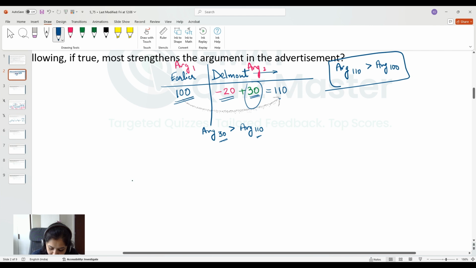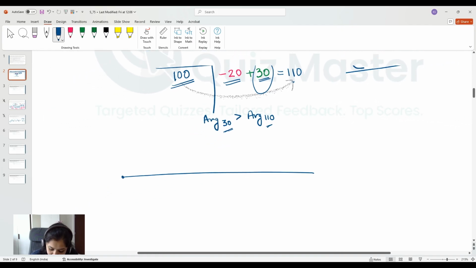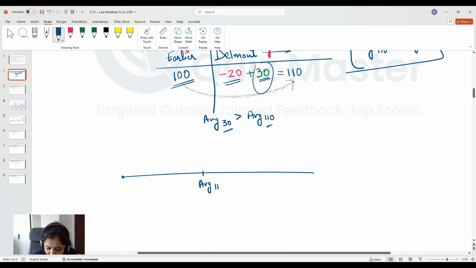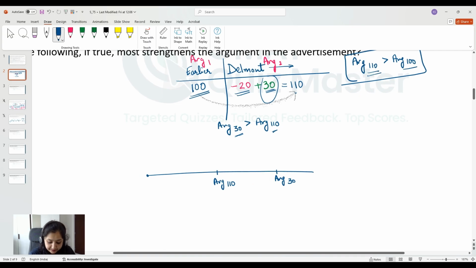Let's draw a number line here. We know that the average of these 30 is greater than the average of 110. So let's make 2 points here. Let's say this is the average of 110 and this is the average of the 30 new jobs that were added. Right? The conclusion is about 110 and 100. So the conclusion says that the average of 100 lies here, towards the left of the average of 110. Then only the conclusion will be correct.